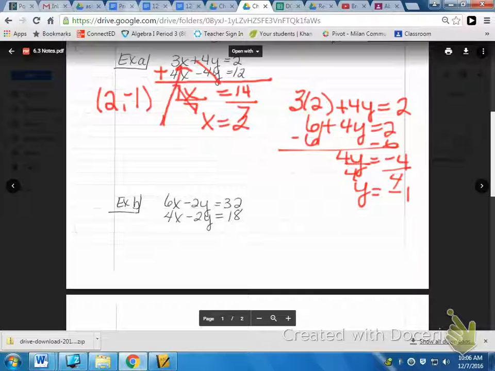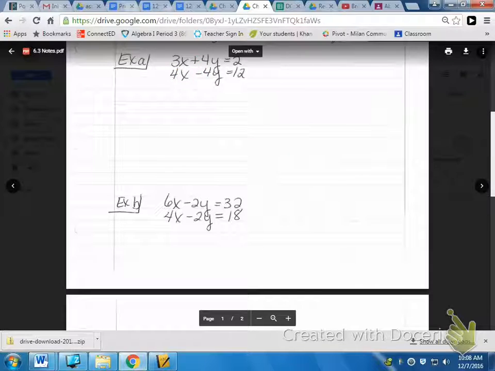A lot quicker, huh? You do have to do substitution from one side to the next, but that's going to be in any of them. Okay, questions about example A? All right, let's look at example B.